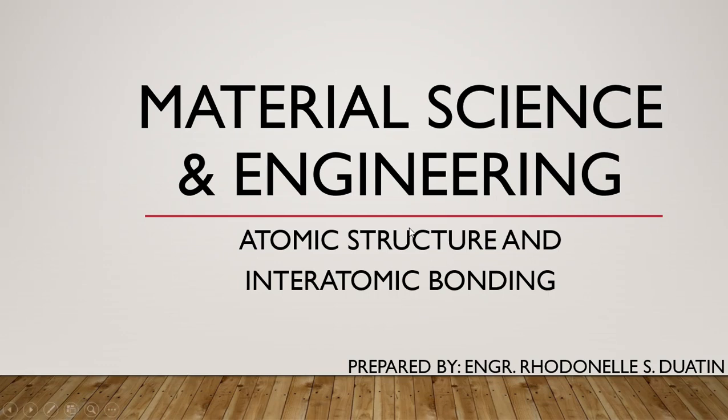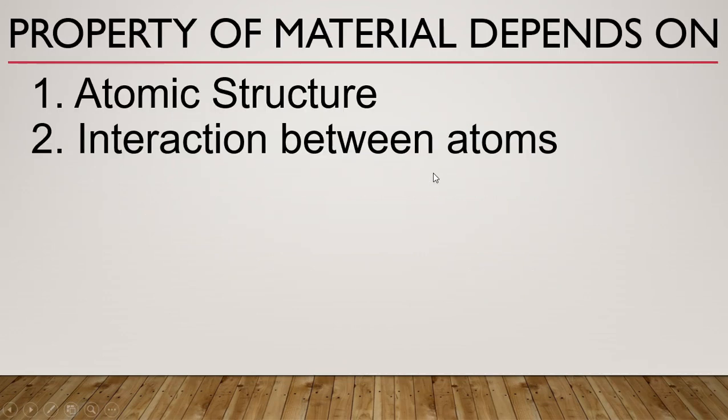Our topic for today is about atomic structure and interatomic bonding. Okay, let's start. The property of a material depends on geometrical atomic arrangement, or what we call atomic structure. In addition, it also depends on interaction between the atoms.